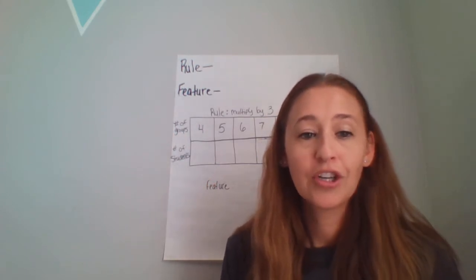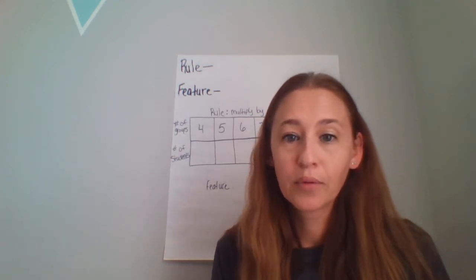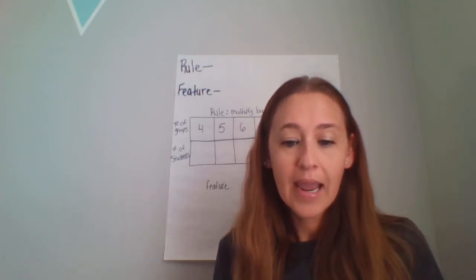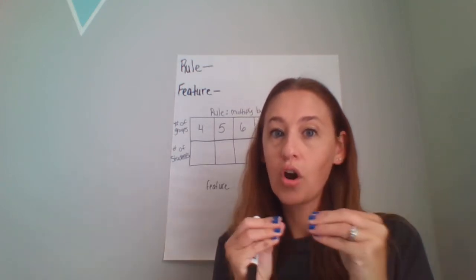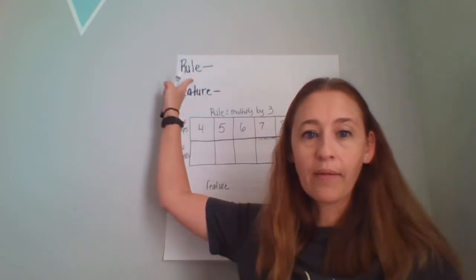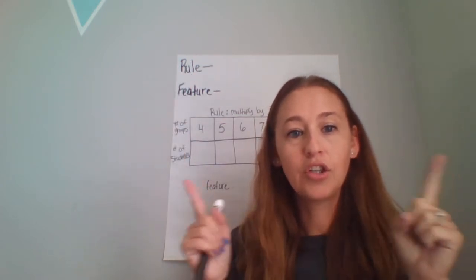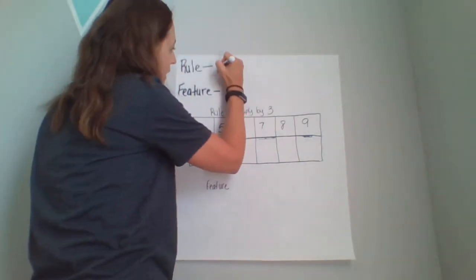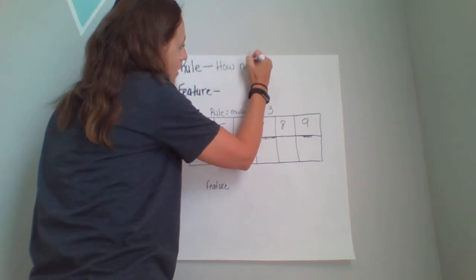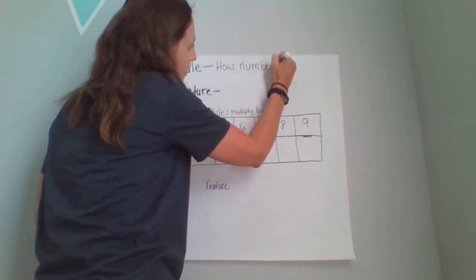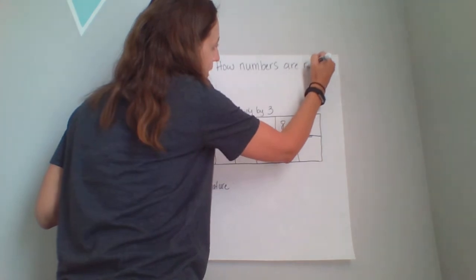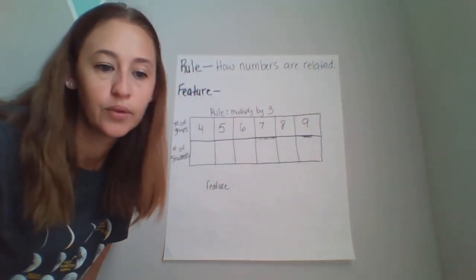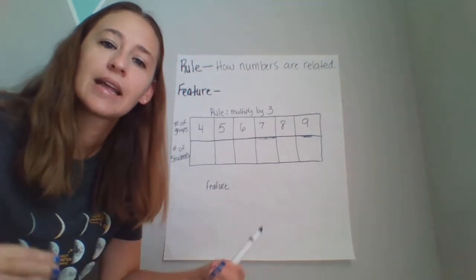So the first thing we need to know is, what is a rule? Now we all have rules at home, but this kind of rule applies to math, and it is a phrase that tells how numbers are related to each other. So that's what we're going to write right here. A rule tells us how numbers are related. And we're going to use those rules to change the numbers and extend our pattern.